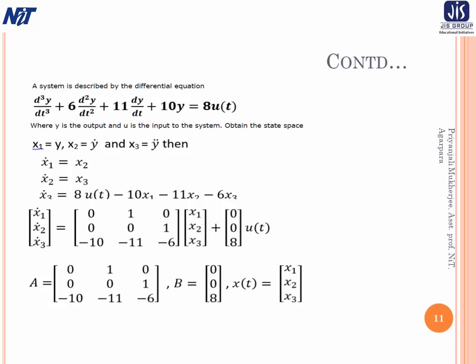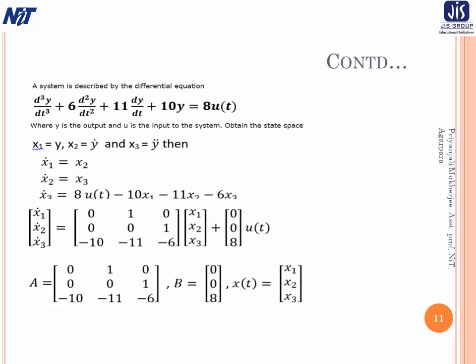So if x1 equal to y, then x2 is obtained by differentiation: x1 dot is equal to x2, which is equal to y dot. And similarly x2 can be obtained by integrating the term x3. So x3 is equal to x2 dot, and x2 dot is equal to y double dot. So we can write in this formulation x1 dot is equal to x2, whereas x2 dot equal to x3 and x3 dot equal to 8 u(t) minus 10x1 minus 11x2 minus 6x3.